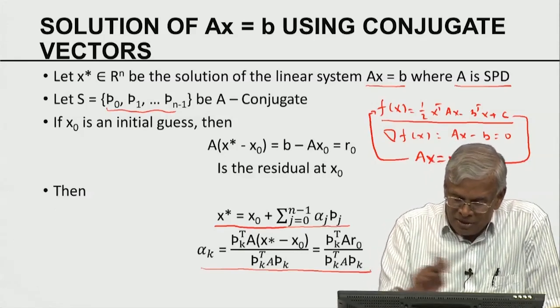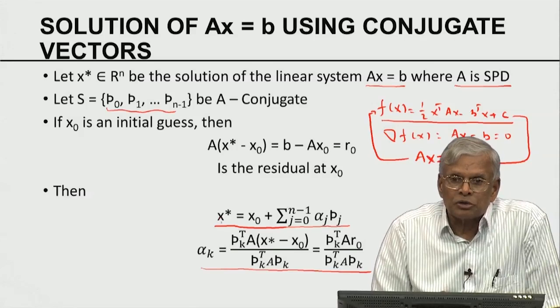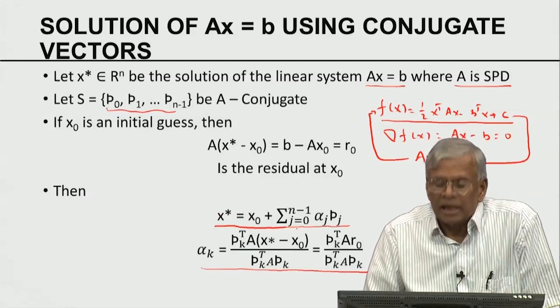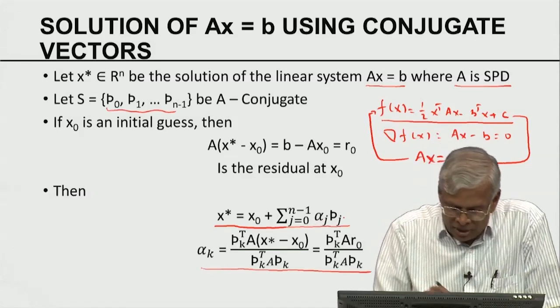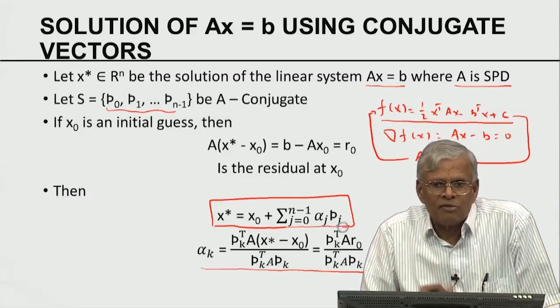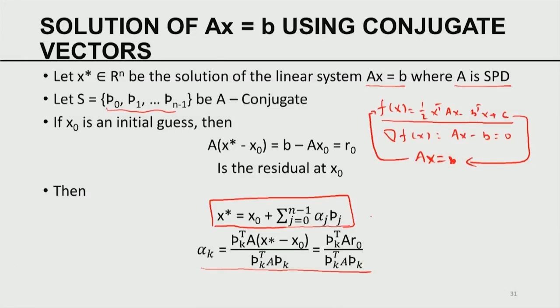Therefore, what does this tell you? The minimum x star, which is also the solution of Ax is equal to b, can be expressed as x0 plus a linear combination of the conjugate vectors. So this is the important result. x0 could in principle be 0 or it could be any vector. This ability to express the minimum as a linear combination of the conjugate directions is a very powerful principle that comes out of the analysis we have already presented, which follows from the linear independence of conjugate directions. So conjugacy, linear independence and the consequence thereof, that is the path.